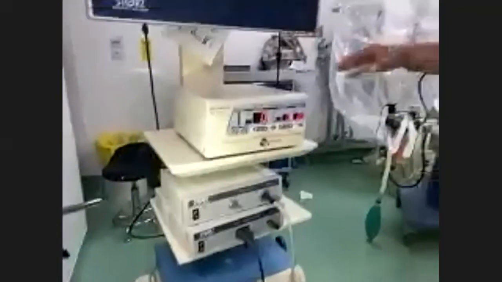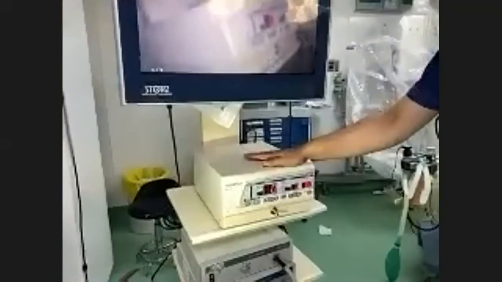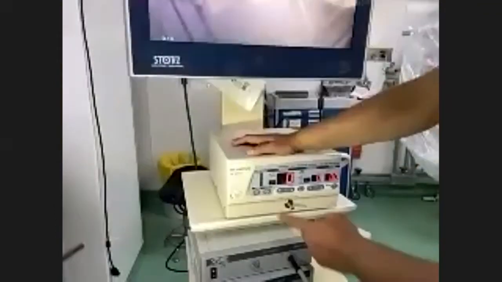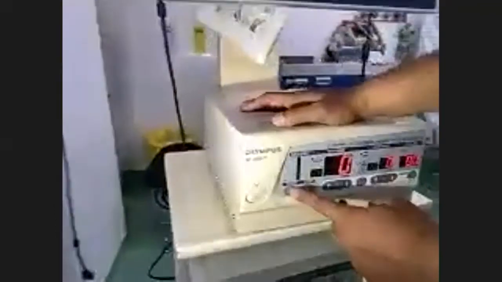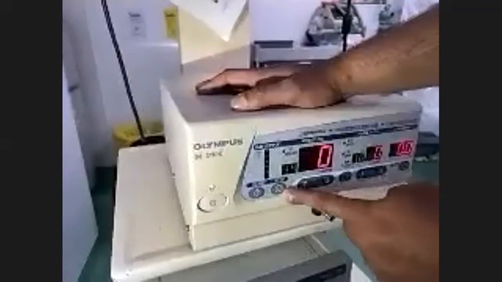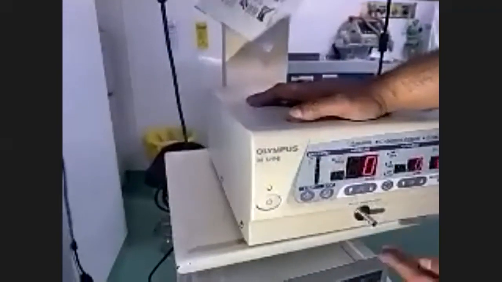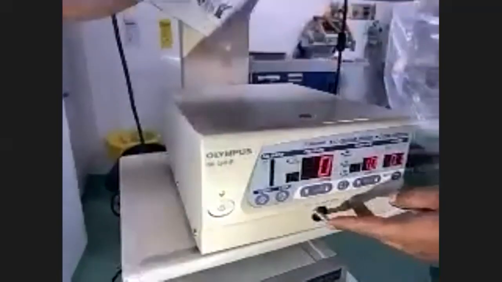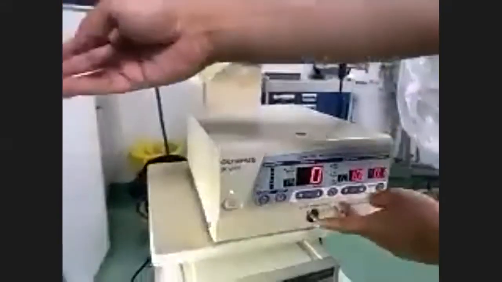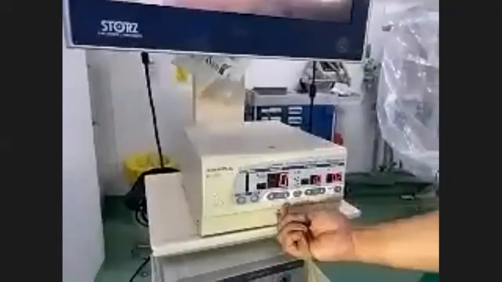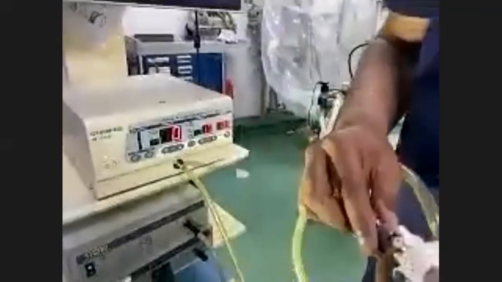Now we will come to the insufflator. In the insufflator, this is a switch on and switch off button. Here you can see a start button and this is a stop button. So if you are going to start it, you just press it and it will get started. And you can hear a hissing sound. Give me this pipe. This is a connecting pipe which you attach over here like this, and the other end to the trocar once it is inside the abdomen, like this.